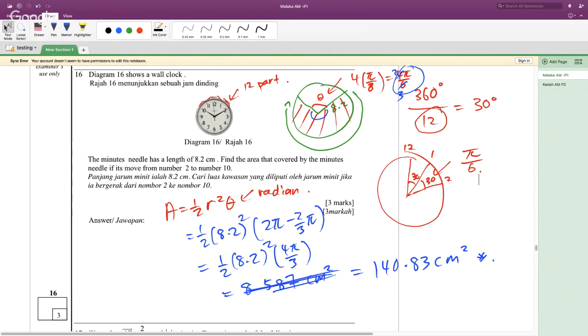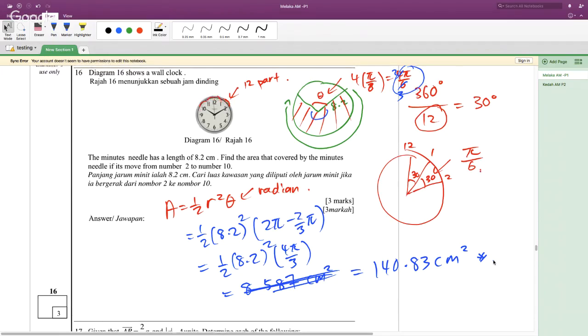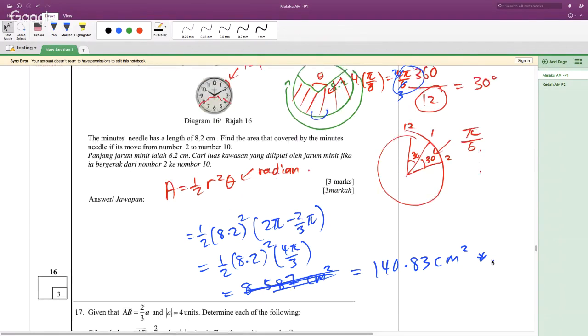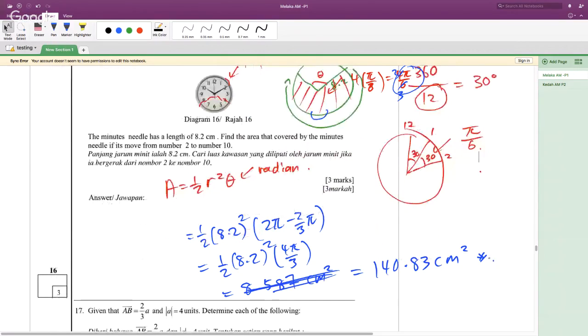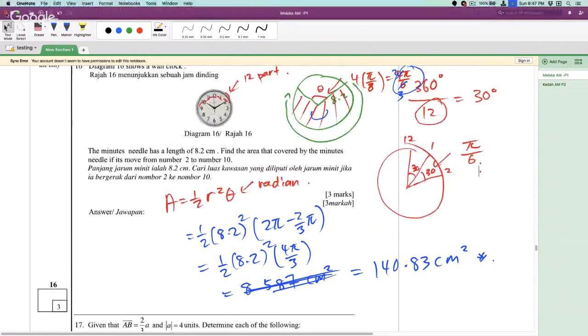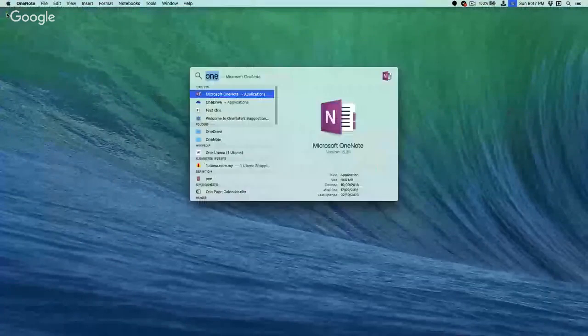By the way, we learn about half r squared theta in modern math in Singapore. Yes, for the Singapore syllabus, they do learn this. I know that also. And it hung again, I will need to close and open it again.